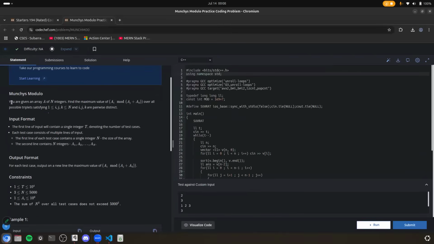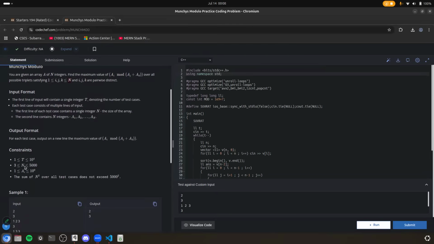So, Munchys Modulo. You are given an array A of n integers. Find the maximum value of A_i mod A_j plus A_k over all possible triplets satisfying i, j, k less than or equal to n, and i, j, k are pairwise distinct. n is at most 5000 and A_i is at most 10 to the power 9. Sum of n square does not exceed 5000 square. So the expected time complexity would be n square, since n square is less than 10 to the power 8, so n square can pass.